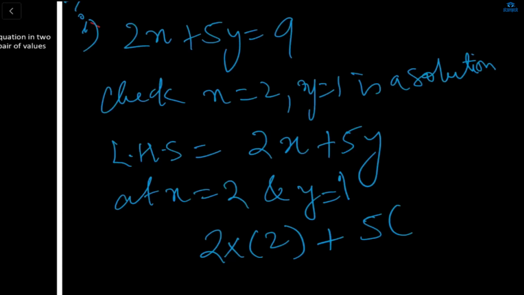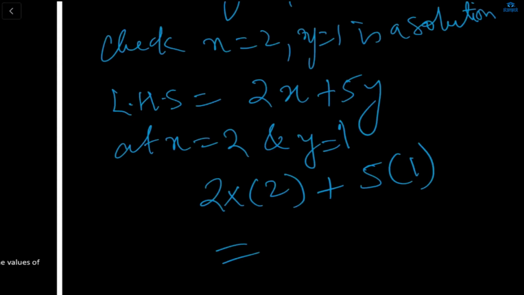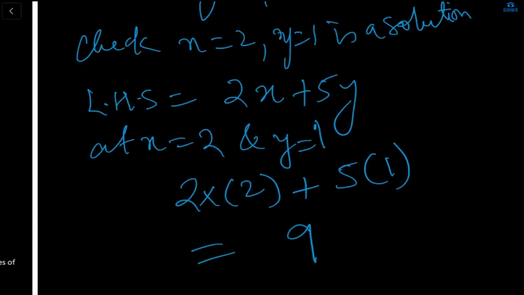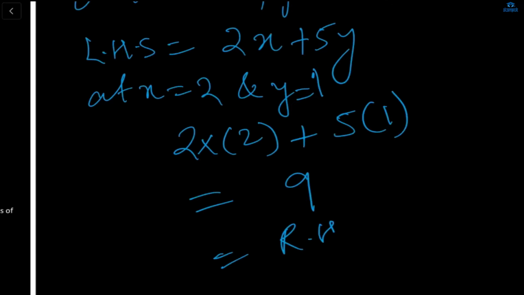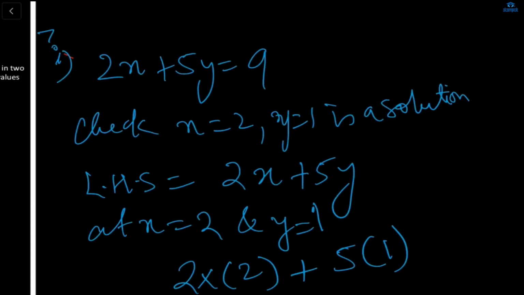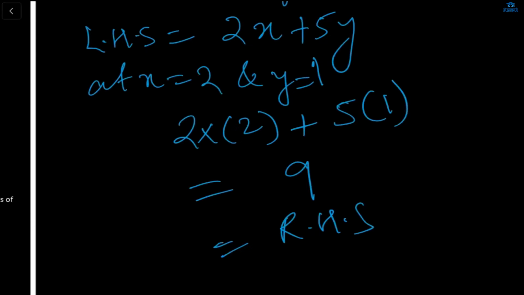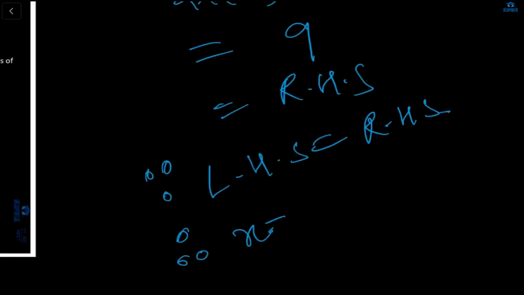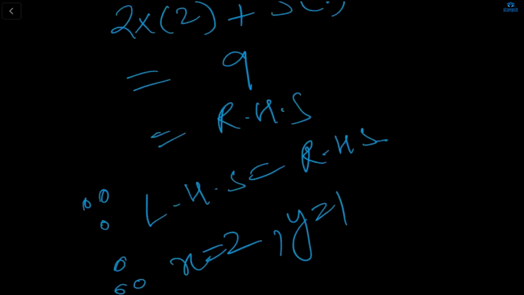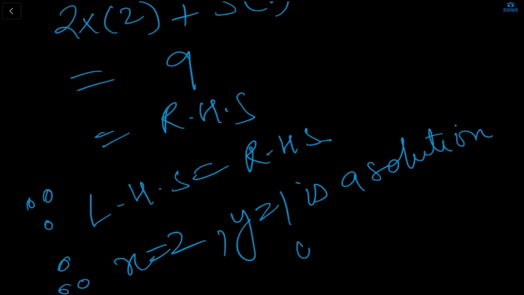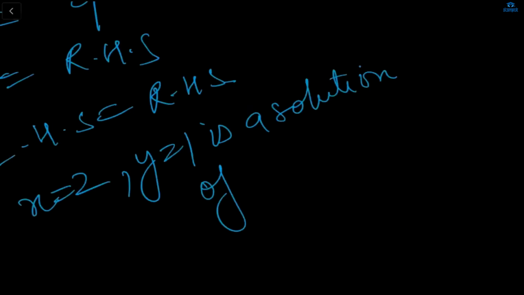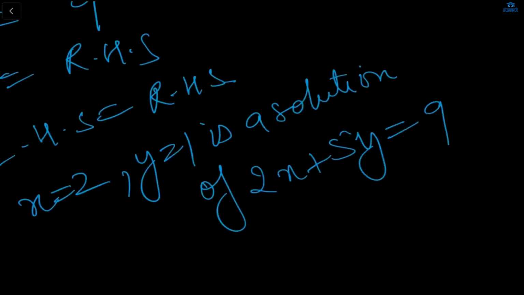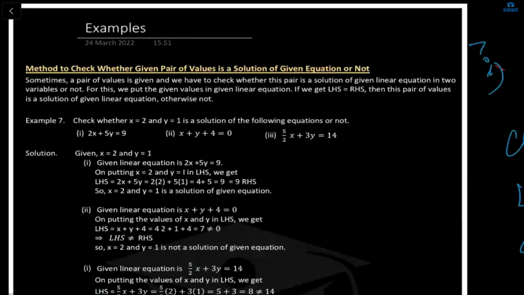2 times 2 is 4, plus 5 is 9. So you will get 9. Now this 9 is equal to RHS because your value in RHS is also 9. So since LHS is equal to RHS, therefore x is equal to 2, y is equal to 1 is the solution of the equation 2x plus 5y is equal to 9. Now similarly, everybody check for the second and third.